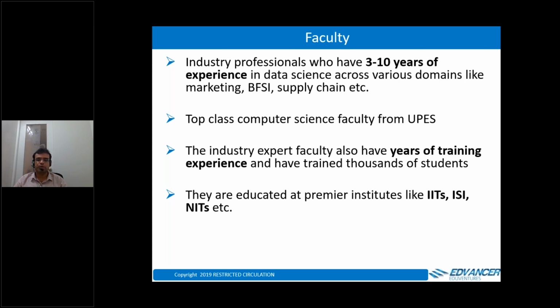And that is quite important from a faculty perspective, because not only should they know their subject, but they should also know how to impart the knowledge of that subject to someone who is new to it, right? So any faculty who is good at doing so is a good faculty, and that is where our faculty really excel. Apart from that, their education comes from some of the best institutes like IITs, ISIs, NITs, etc. And today I can proudly say that some of the best faculty work with Edvancer.